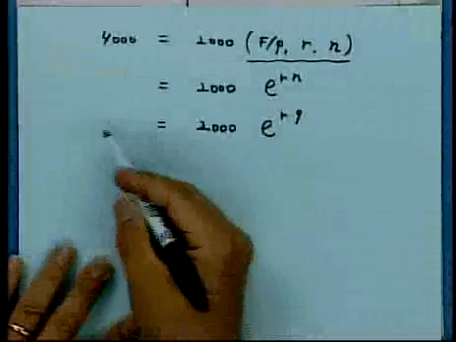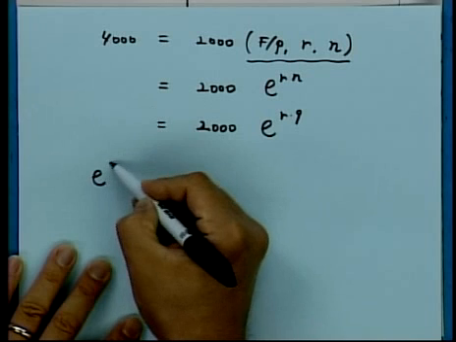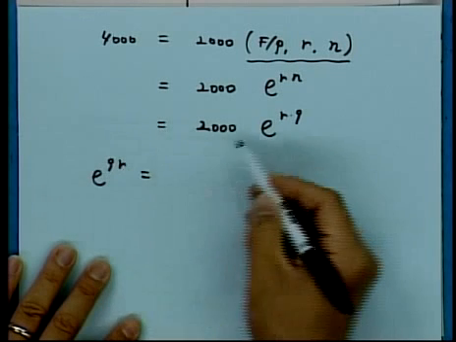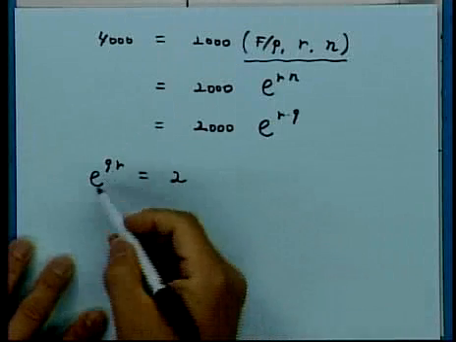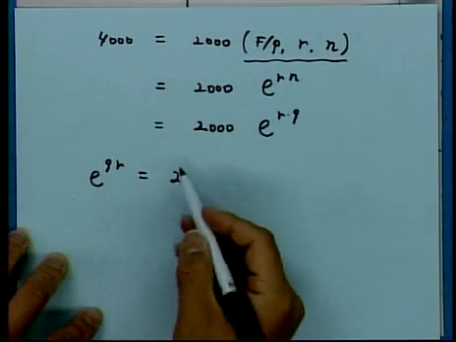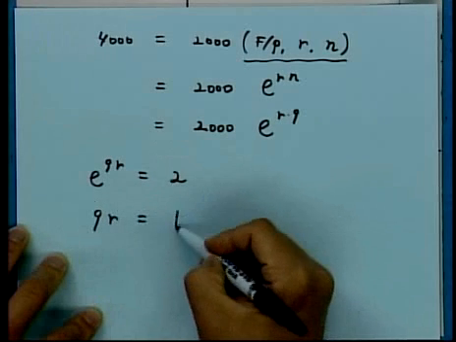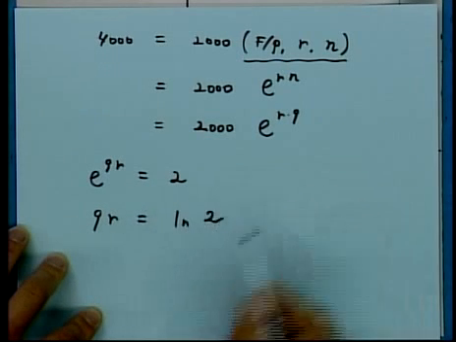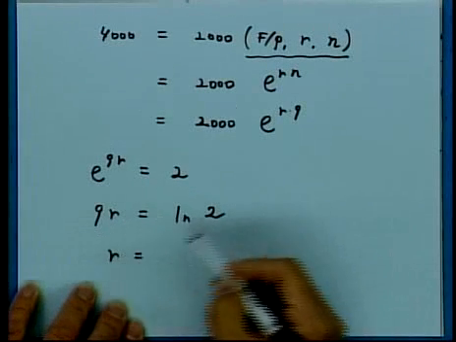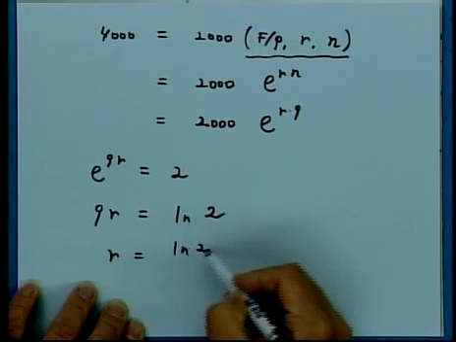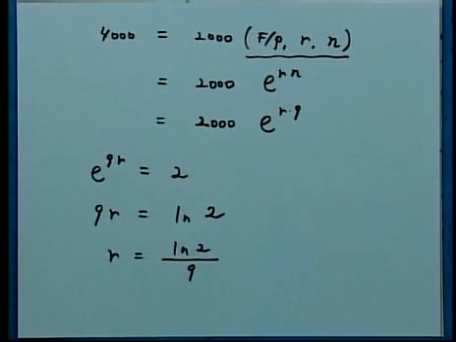So here, e to the 9r equals 2, right? And take the natural log on both sides. 9r equals log of 2. So r is equal to log of 2 divided by 9. So how much is this?